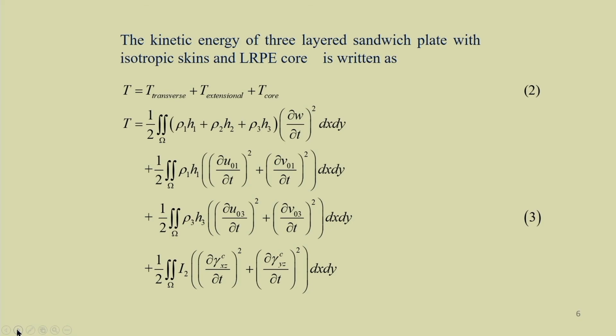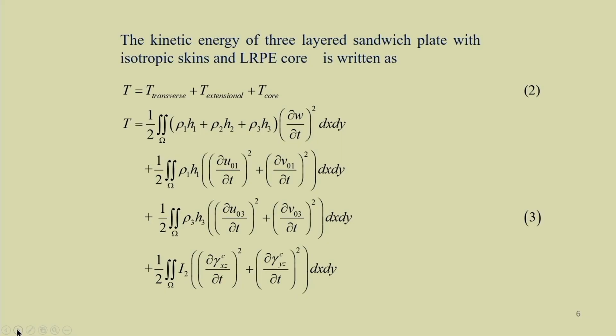As we have taken the displacement in x, y and z directions, the kinetic energy can be written this way. It will be half, rho1 h1, rho2 h2, rho3 h3 into del w by del t square dx dy. Actually you can take this as mass. So, the kinetic energy can be written in the form of half mv square.